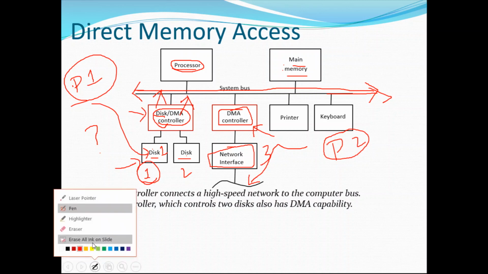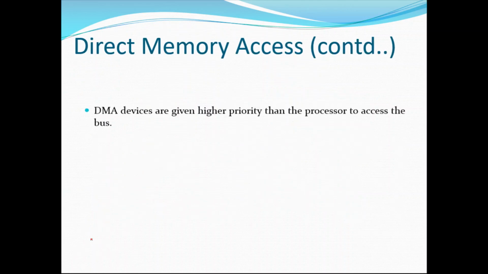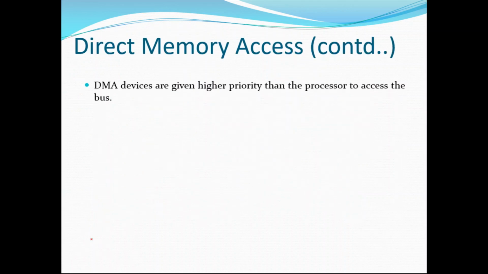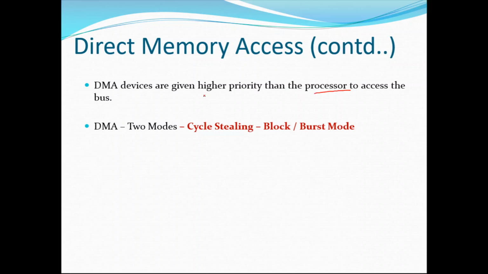So a typical system may have more than one DMA controller. In that case, there may be priority attached to the DMA controllers. The DMA controllers or devices having higher priority will be given access to the bus. But when compared with the processor, DMA has higher priority.